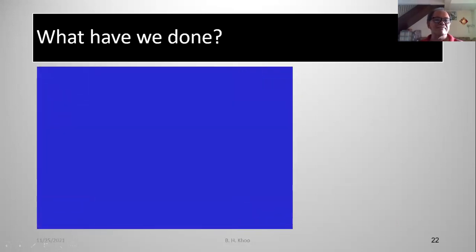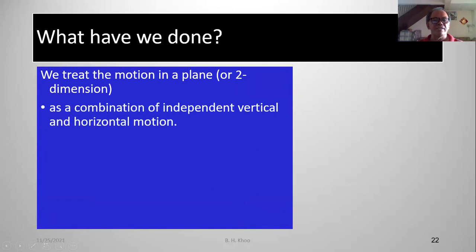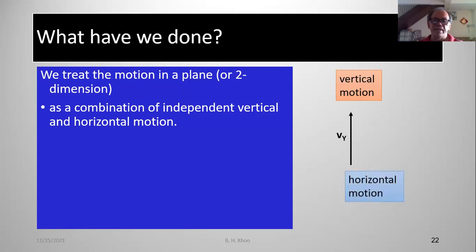What have we done? We treat the motion in a plane, or two dimensions, as a combination of independent vertical and horizontal motion. That means there's a vertical motion and there's a horizontal motion. We combine the two together vectorially: vertical motion, Vy, and horizontal motion, Vx.